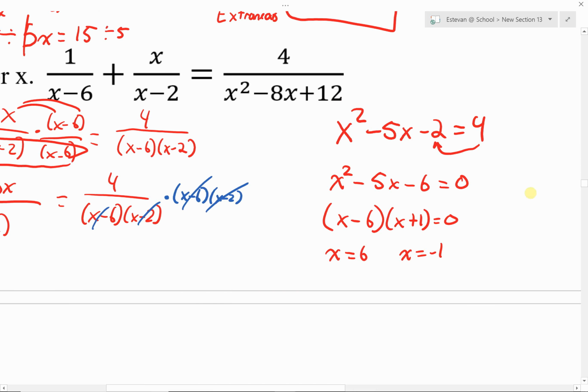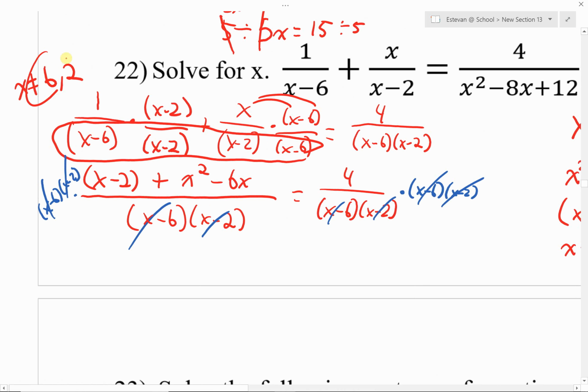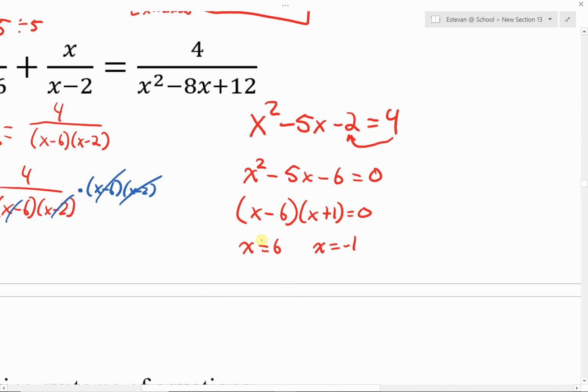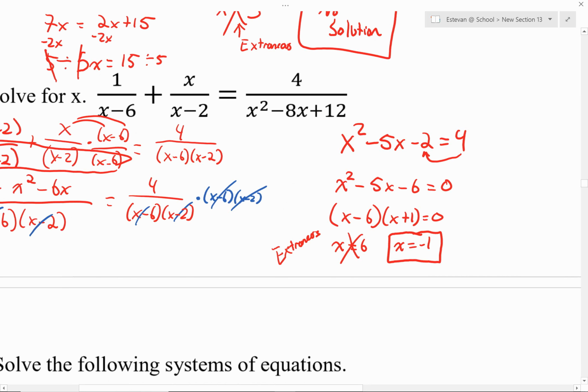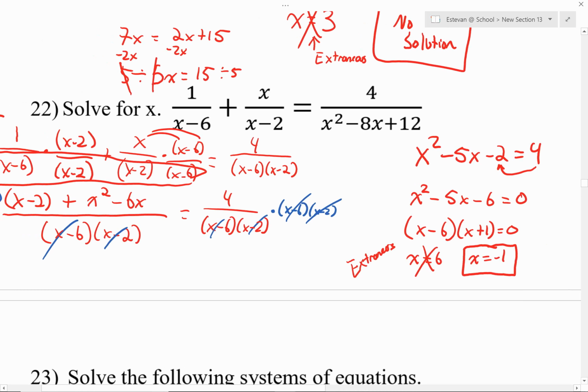But what happened to my extraneous? Remember, my extraneous x cannot equal 6. We have a 6 here, so it's called an extraneous. But negative 1 will be the solution. Alright, and that completes problem 22.